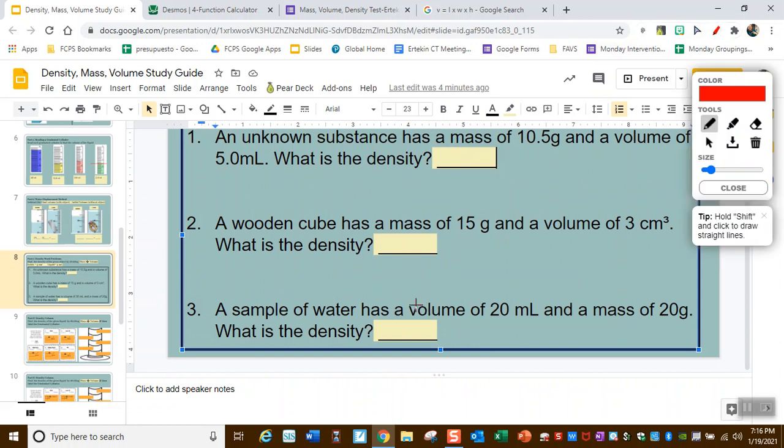Okay. So for this one, you should have done 20 grams divided by 20 milliliters. And your answer is 1 gram per milliliter. The density of water is always 1. If you want, you can write 1.0. On the test, you'll probably see 1.0.